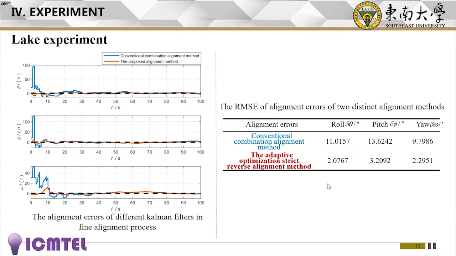Meanwhile, a staged forward and reverse navigation algorithm with an adaptive optimization control process is proposed to adaptively control the calculation times of forward and reverse navigation in different alignment time periods, so that the calculation amount can be controlled on the basis of ensuring the alignment accuracy.